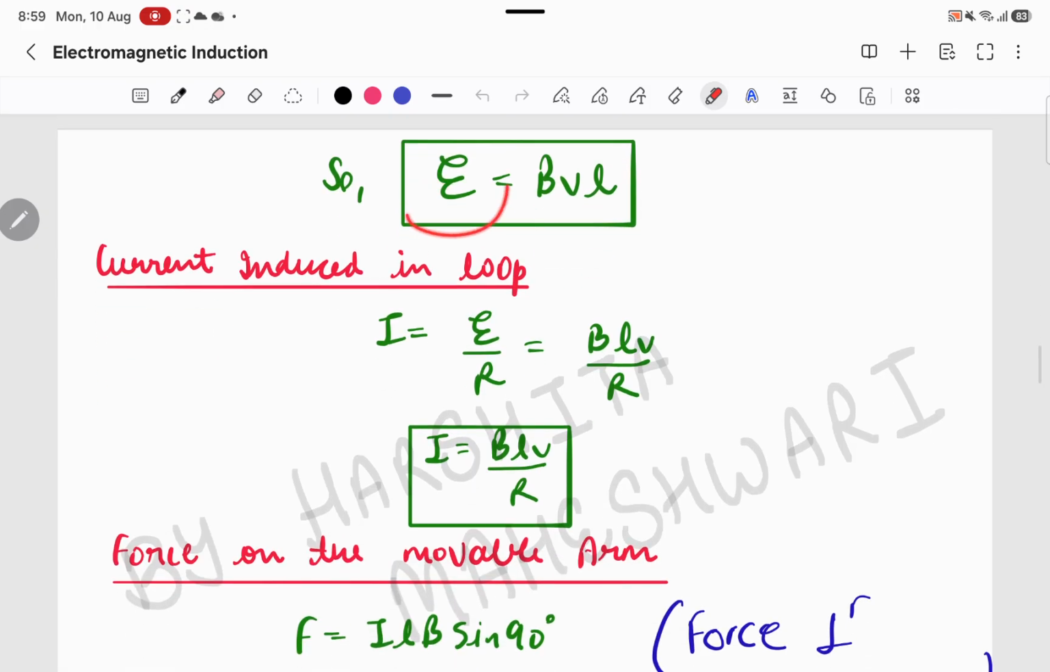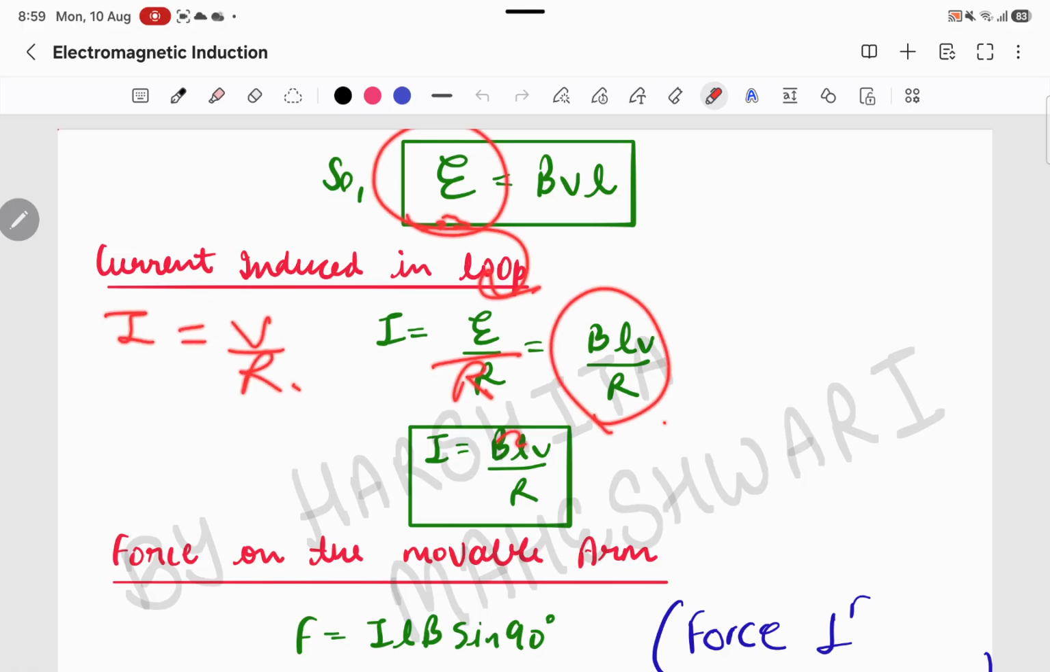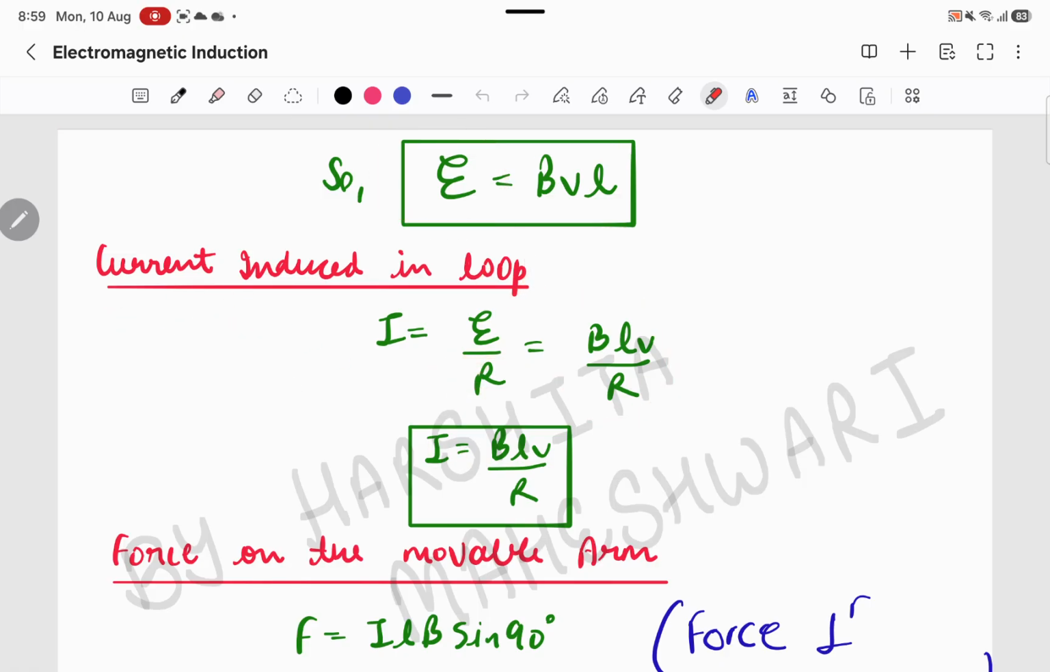Now we can divide this induced EMF, which acts just like the potential difference, by R. By Ohm's law, I is equal to V by R, so we can directly get the value of the induced current.